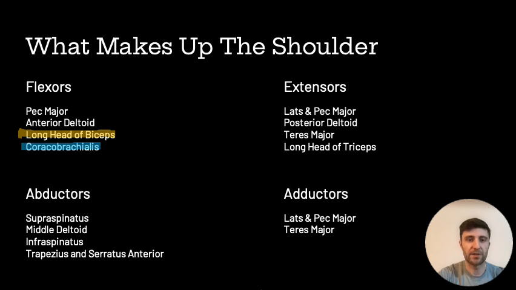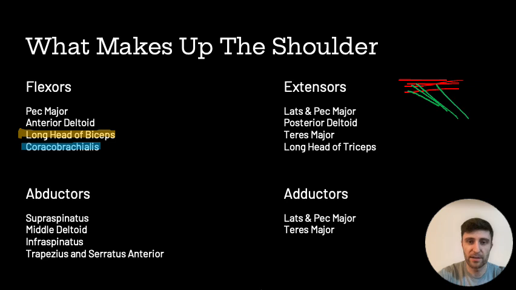Now, let's hop on over here. Extensors: the lats and pec major. You're like, what the heck? How does the pec do flexion and extension? Well, it depends on the position of the shoulder. It depends on the fibers because the actual pec has two different types of fibers. It has the clavicular fibers, which run across like this. And then you have the sternal fibers. Let's change colors here to green. That run more like this.